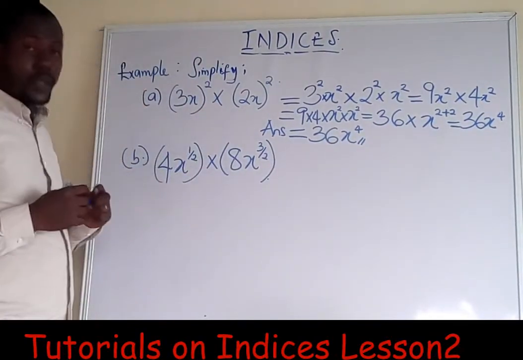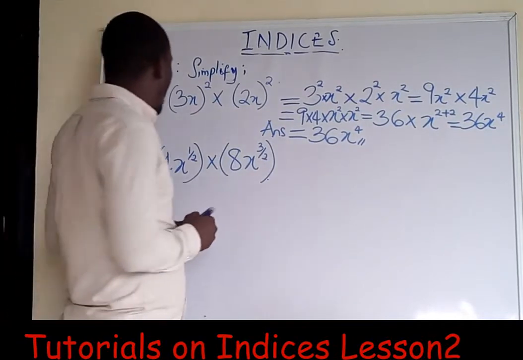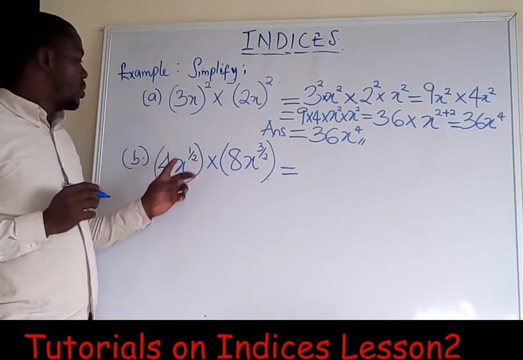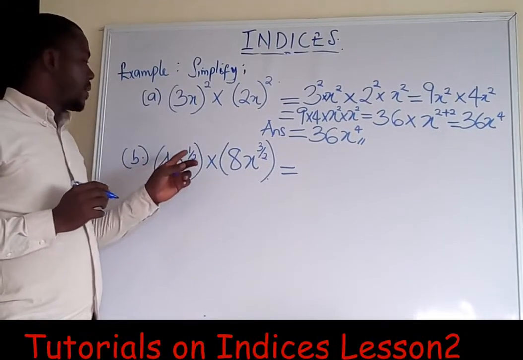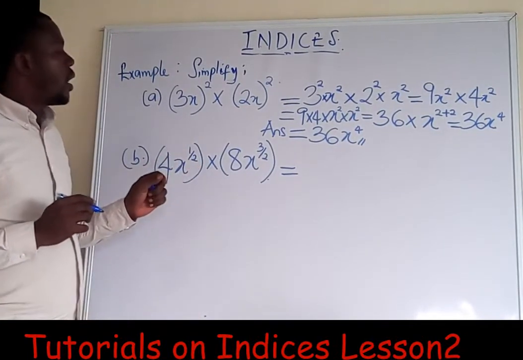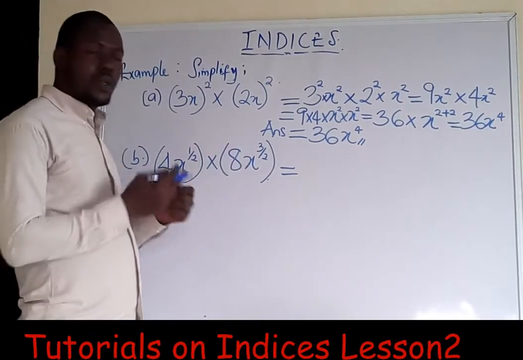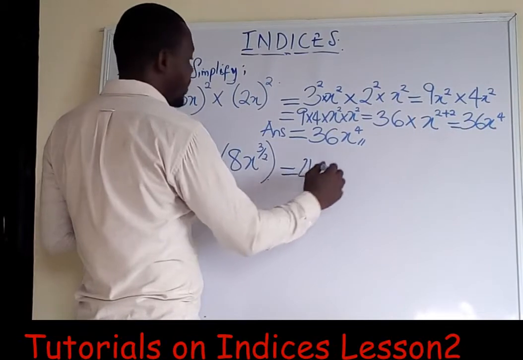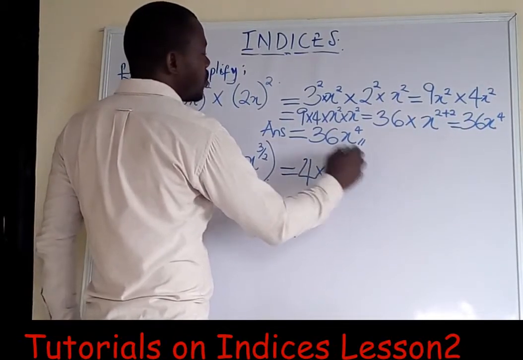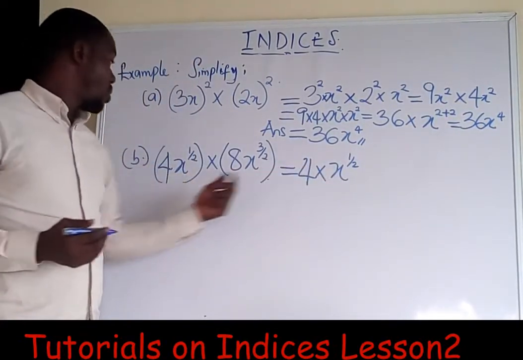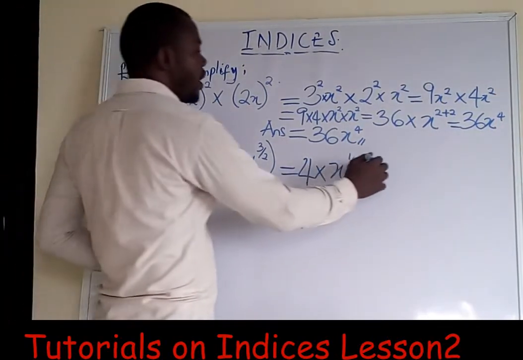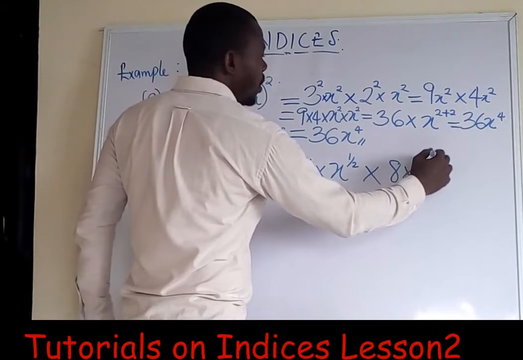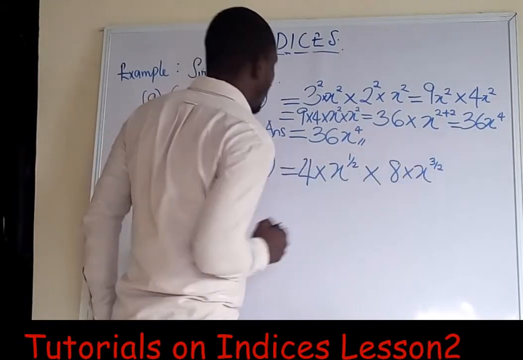Let us look at the second one. The second one does not have a power on the whole bracket; it's only the x that has a power of 1 over 2, and only the x in the other term has its power. So let us break them. We have 4 multiplied by x raised to the power 1 over 2. That's what it means. When you multiply this one, you're going to get this one back, multiplied by 8 times x raised to the power 3 over 2.